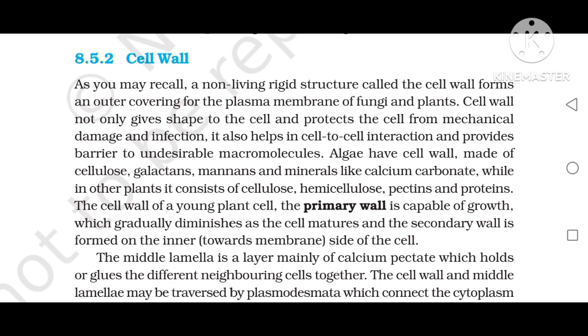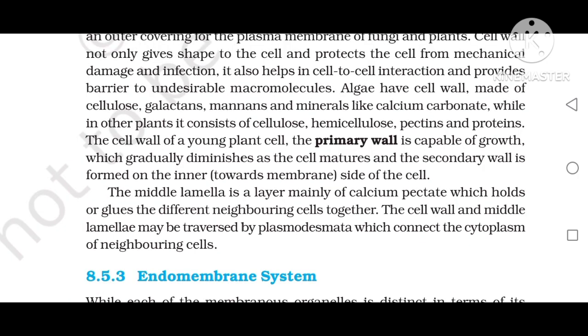The middle lamella is a layer mainly of calcium pectate, which holds or glues the different neighboring cells together. The cell wall and middle lamella may be traversed by plasmodesmata, which connect the cytoplasm of neighboring cells. Important points: middle lamella is a layer mainly of calcium pectate. Cell wall and middle lamella may be traversed by plasmodesmata which connect the cytoplasm of neighboring cells.